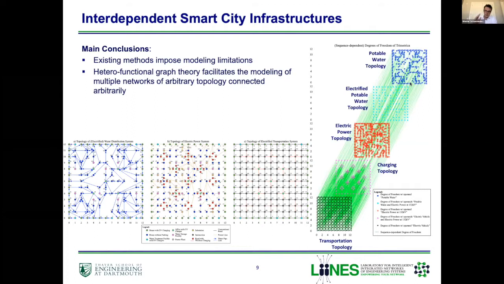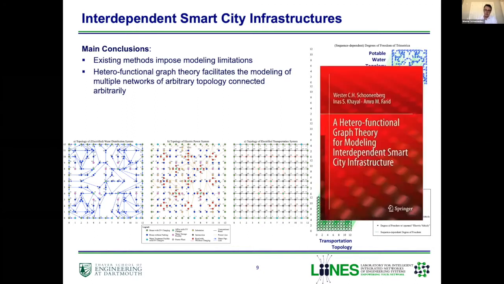And because I'm not going to talk about the methodology in too much detail, I'd like to refer you to the book we've published on that.